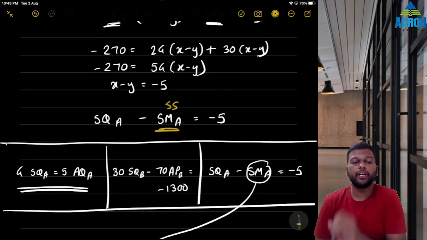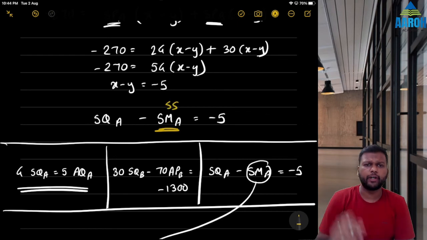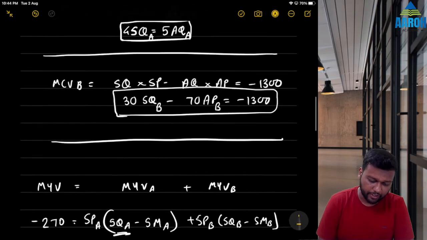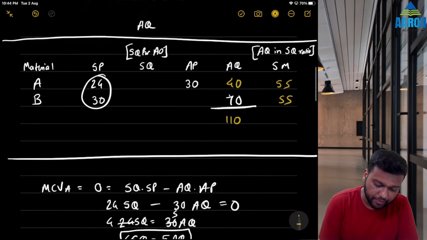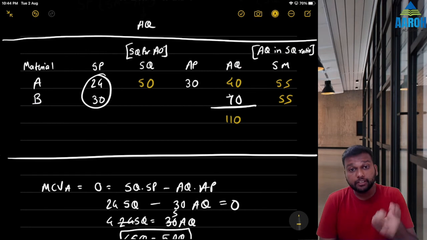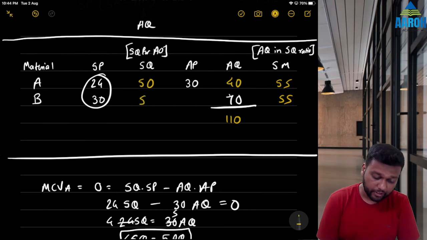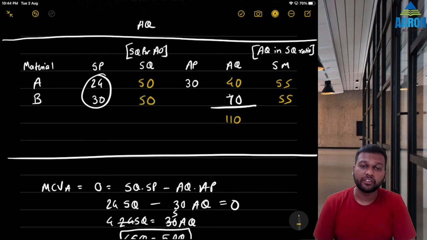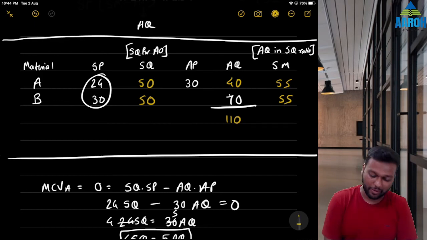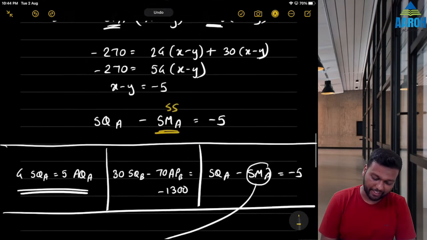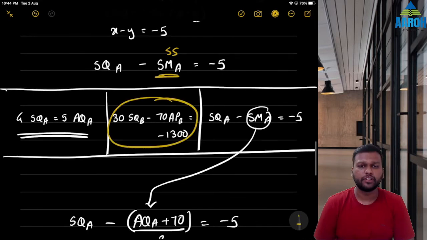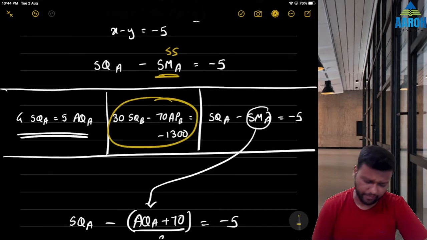That means standard quantity of A will be what? If you take 55 to right hand side, 55 minus 5 is 50. So that means standard quantity of A is 50. That means standard quantity of B is also 50 because ratio is 1:1. So only one thing is remaining now, which is this AP. That we have second equation, so this we can definitely use. Try to use and solve by yourself.